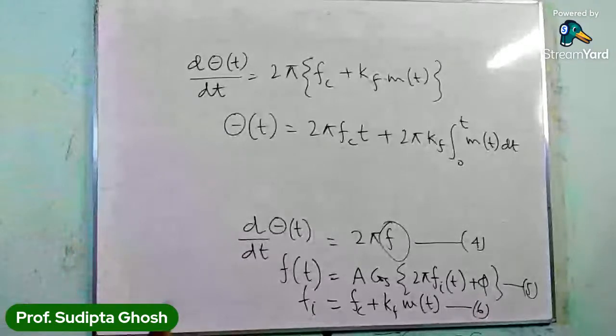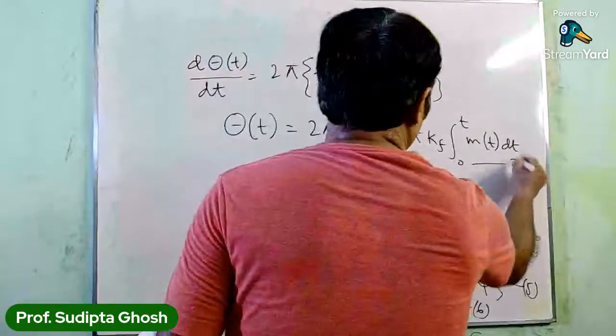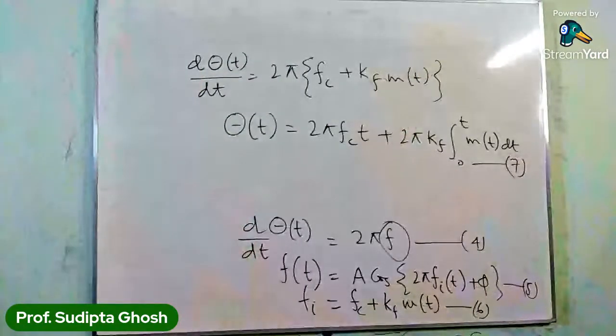I am going to discuss more about kf later, but right now let's concentrate on the value of θ(t), and θ(t) will be 2π fc t plus 2π kf integral 0 to t m(t) dt. Let it be equation 7. One assumption has been made here, that is the phase is 0 at time t equals 0. Okay.